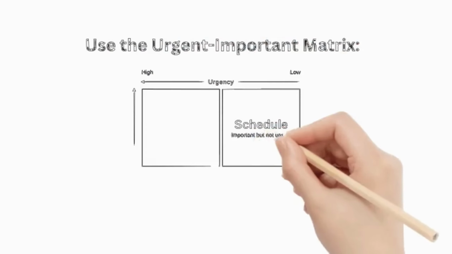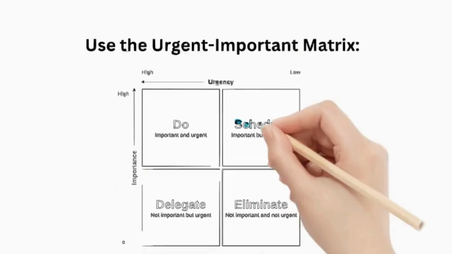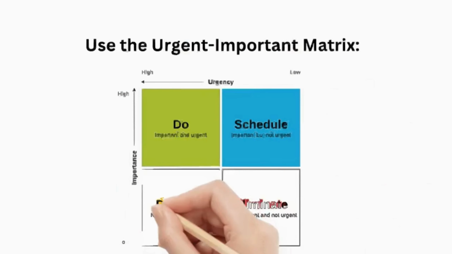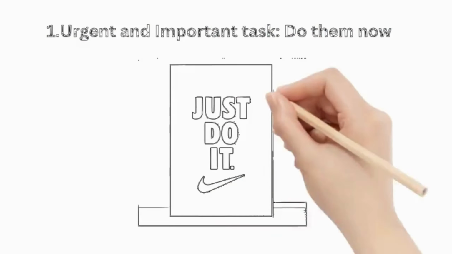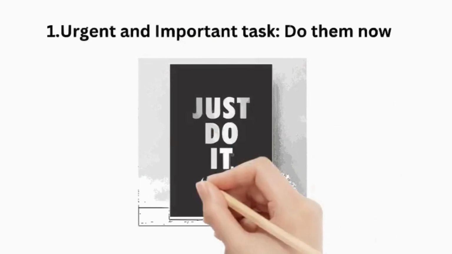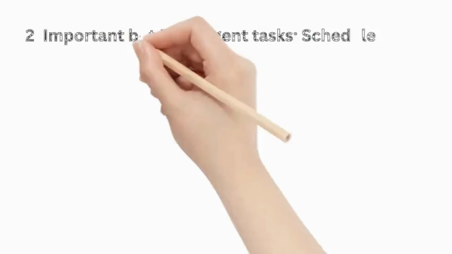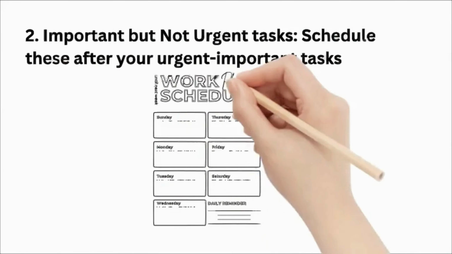Use the urgent important matrix. Urgent and important tasks, do them now. Important but not urgent tasks, schedule these after your urgent important tasks.